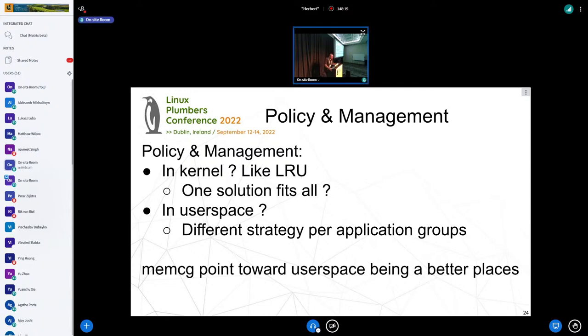As efficiently as possible. I think actually our goal is to extract the maximum amount of money from the people who are renting our hardware.